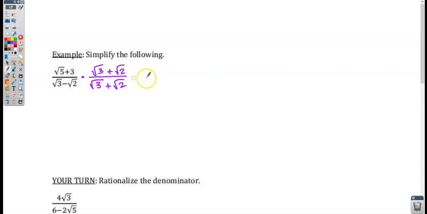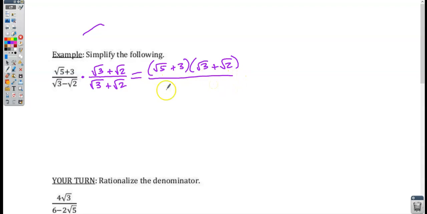And so this is equal to square root of 5 plus 3, times the square root of 3 plus the square root of 2, all over square root of 3 plus square root of 2, times square root of 3 minus square root of 2. Now I'll multiply these out.